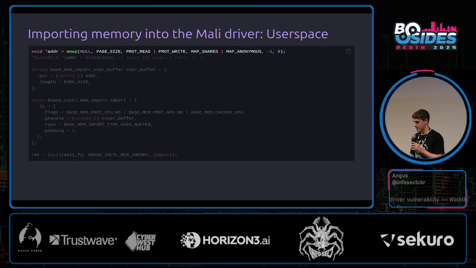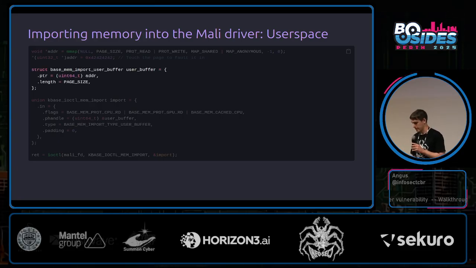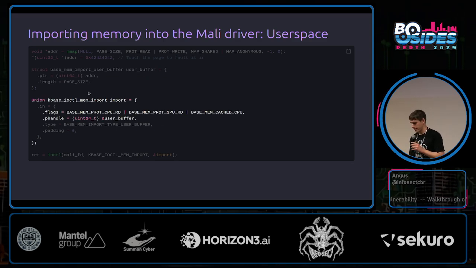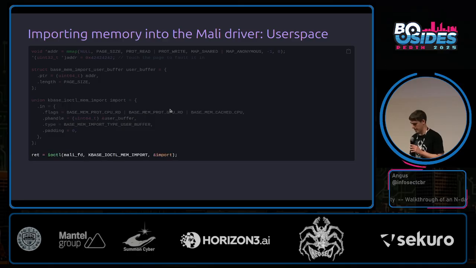Say the user's already mapped some memory and they want to import it into the driver. They're going to specify the address of that memory that they want to import, along with how big it is. They're going to pass that to this phandle value, and then tell the driver what permissions it wants to import it with. So here it's going to say we're going to give it CPU read and GPU read permissions. And then it's going to call the kbase_ioctl_mem_import, and this will do the actual importing.